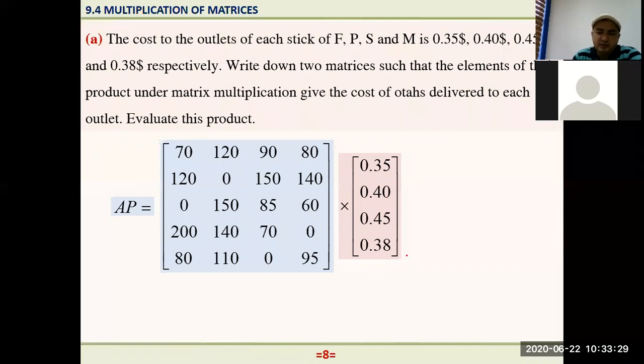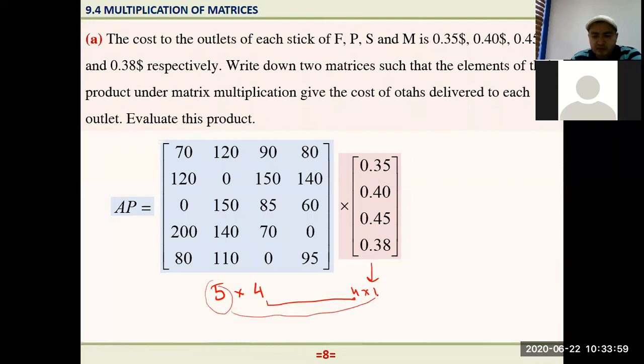When I multiply this, I just bring this, multiply 70 by this, 120 by this, 90 by this, and 80 by this. And you see here, this matrix has 5 rows, right? And how many columns? 1, 2, 3, 4. It has 4 columns. And how about here? It has 4 rows, 1 column. It is 4 by 1. So actually, these numbers are the same, right? That means that multiplication is possible. It makes sense. And the resulting matrix will have this dimension, this order.